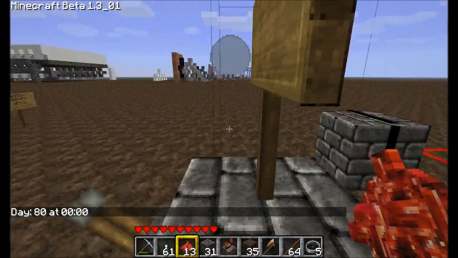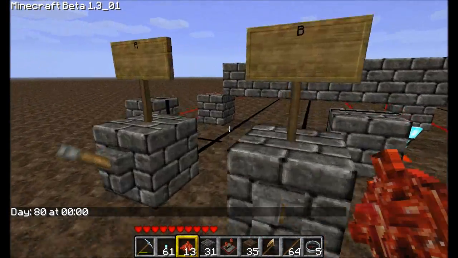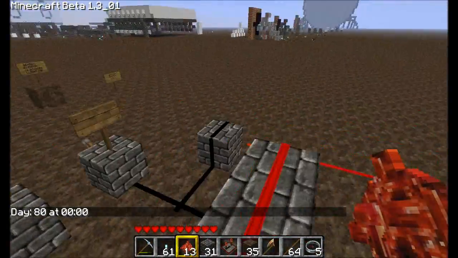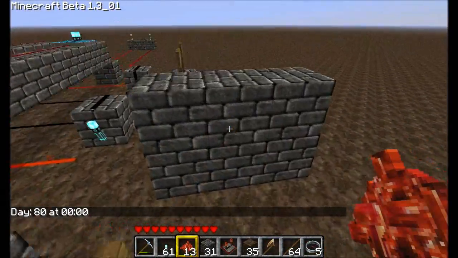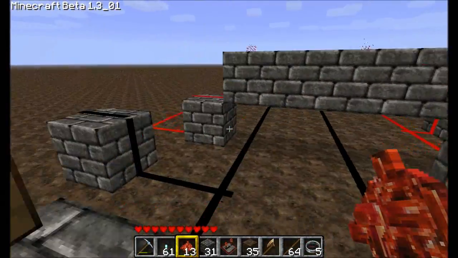Using day command because I don't want to build at night, out of courtesy for you guys. I wish every Let's Player who doesn't fight creepers at night would use the day command so that we could see what the hell they're doing.